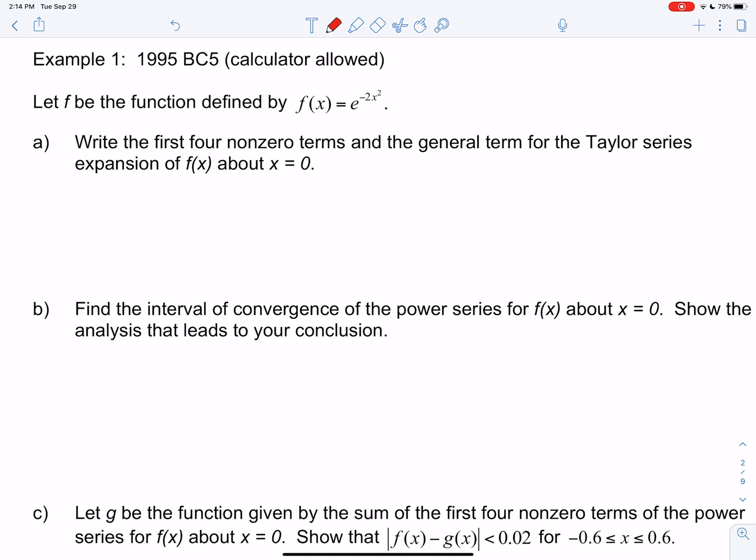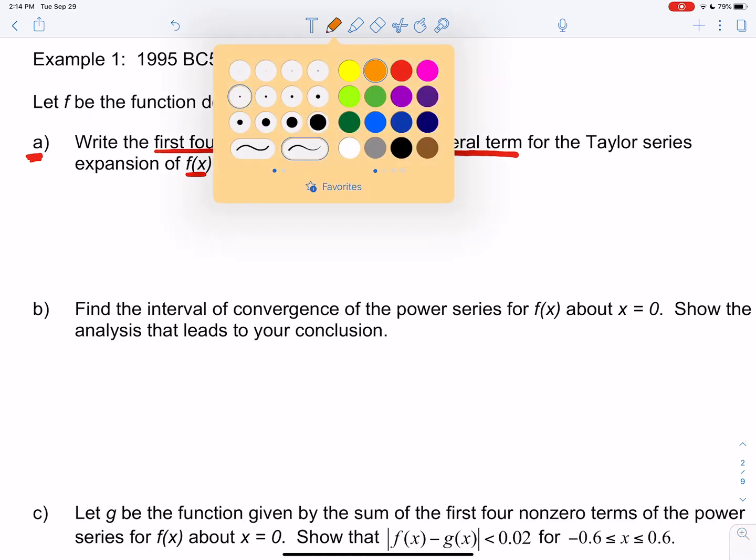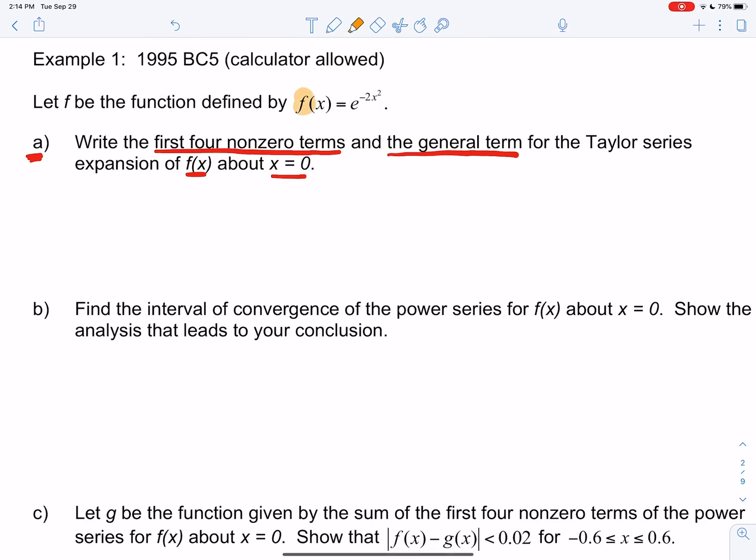So here we go. Part A, a little bit of a review for you guys. We want to write the first four non-zero terms and the general term for the Taylor series expansion of f of x centered at x equals 0. All right? So this is what you guys are used to. You take a look at f of x. f of x is something exponential. So you start off with what you know, and then you build off of it.